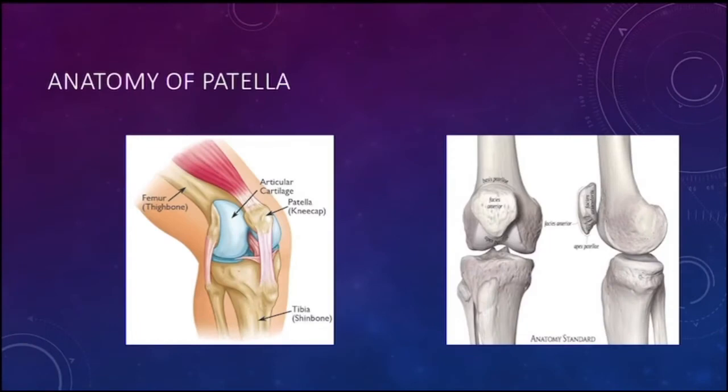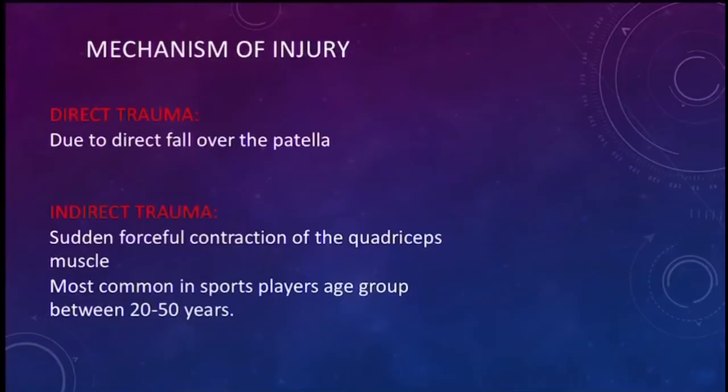So here is the structure of the patella. It is a flat, rounded, triangular sesamoid bone, and it's also known as the kneecap. It plays an important role in the biomechanics of the knee joint. Now we'll see how the injury occurs.